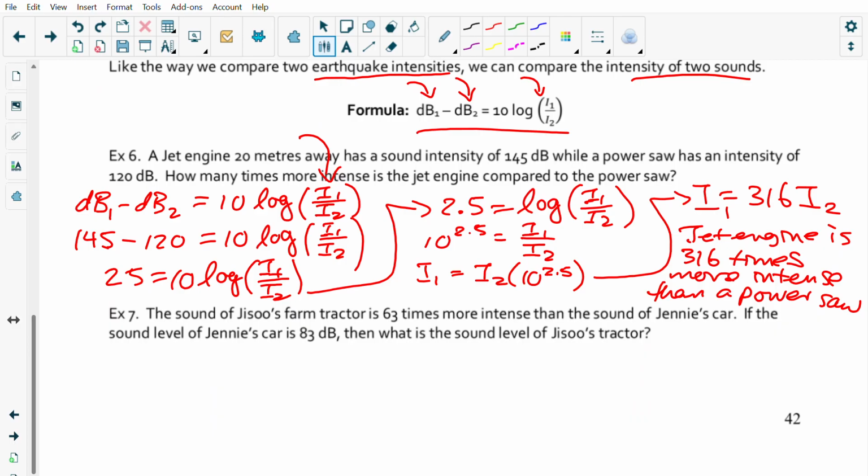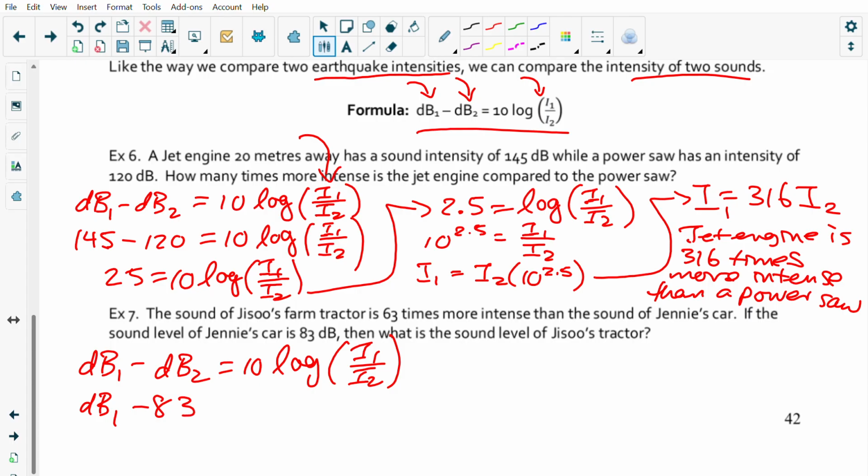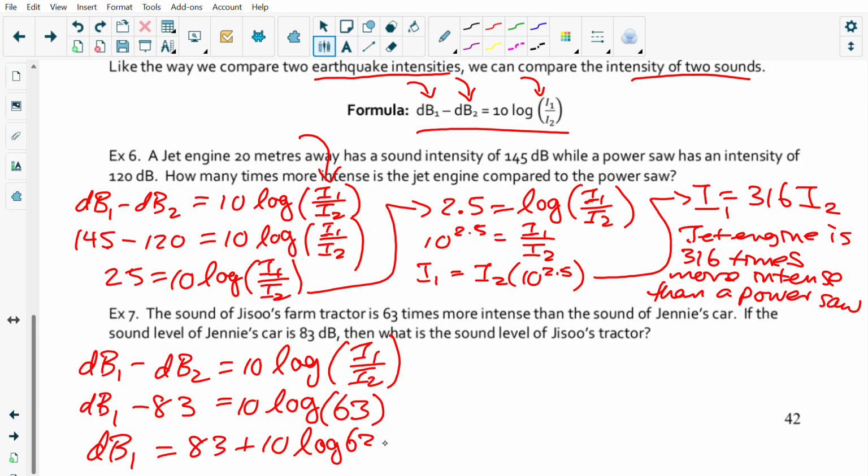The sound of Jisoo's farm tractor is 63 times more intense than the sound of Jenny's car. If the sound level of Jenny's car is 83 decibels, then what is the sound level of Jisoo's tractor? Wow, is Blackpink into farming? Maybe. Alright, decibel level 1 minus decibel level 2 equals 10 times the log of I1 over I2. Decibel level 1 minus 83 equals 10 times the log of, well, we said 63 times is the ratio of the comparison of the two intensities of the tractor, which is noisier than the car, or it's louder, right? The intensity of the noise is louder. Okay, so I got decibel level 1 equals 83 plus 10 log of 63.